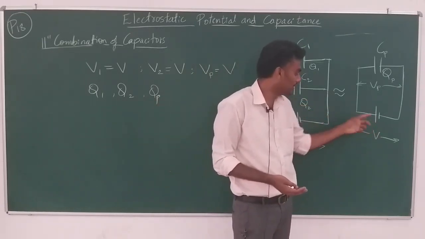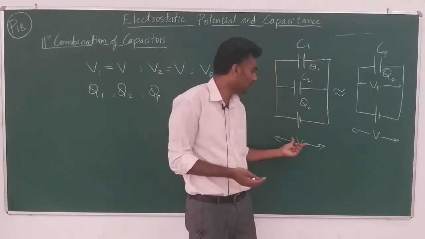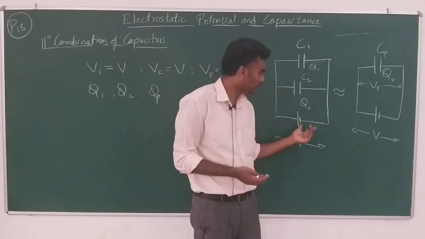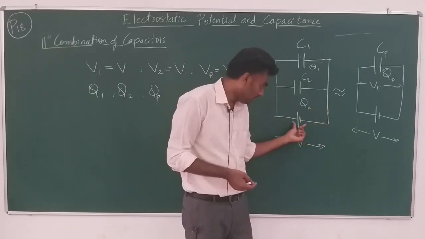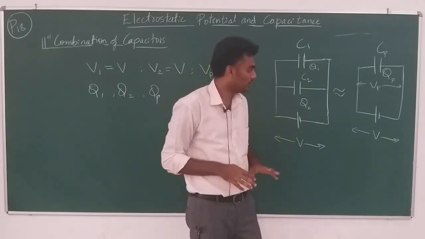So these two are the same batteries. Potential difference decides what kind of batteries are there. So they are the same, since they have the same potential difference. V is the same, so the batteries are also the same. Now this battery is capable of pulling, say, 10 electrons.